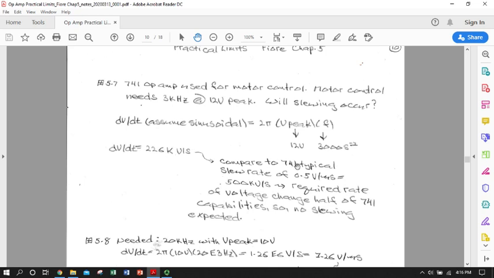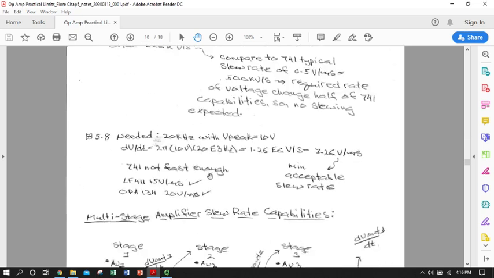So we can compare that to the 741 typical slew rate of 0.5 volts per microsecond, do some adjustment to volts per second, and we see that our 741 will give us 500 kilovolts per second. No problem. I have the capacity for double the slope that I needed here, so I'm good. No slewing is expected.